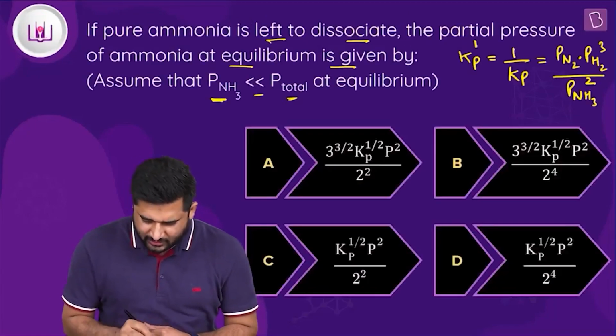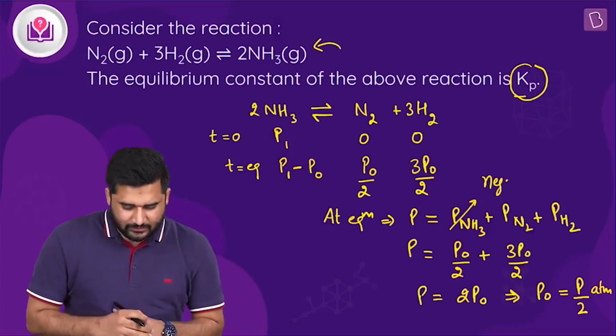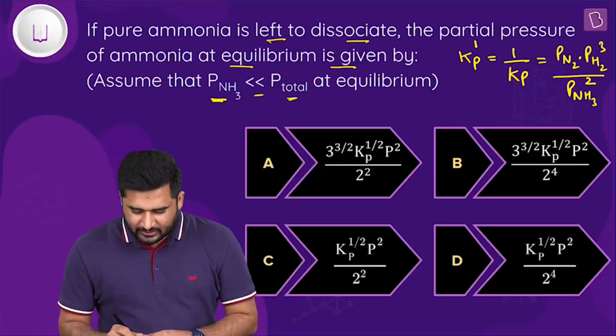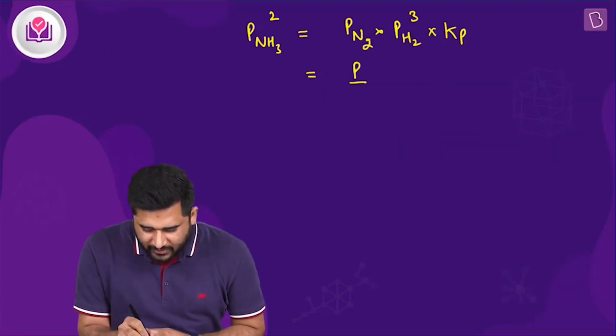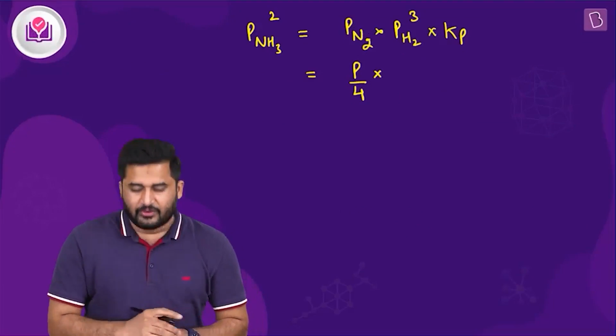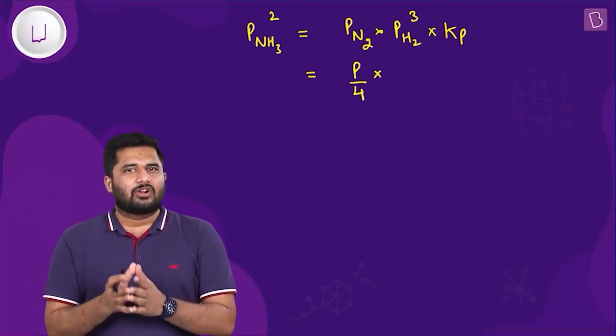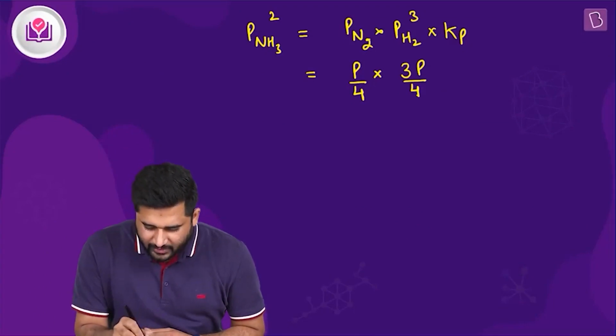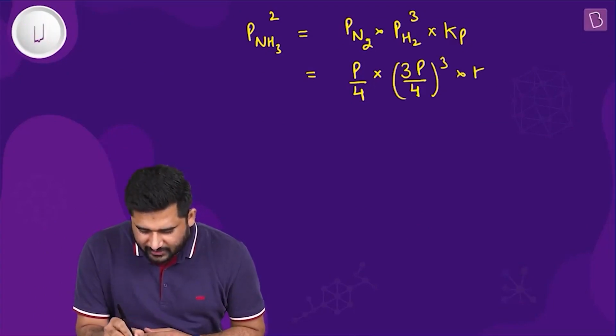For N2 the pressure was P0 by 2, and now P0 is equal to P by 2, wherein P is the total pressure. So what I can write is P by 4. And now for H2 it was 3 P0 by 2. That means now it becomes (3P by 4) whole cube, and then we have Kp.